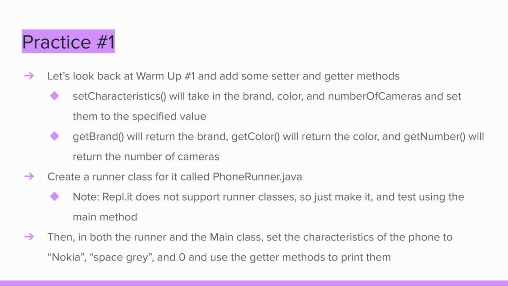Then let's make a runner class, PhoneRunner. If you're using an IDE other than Replit, you should be able to create a runner class. Replit does not support them, unfortunately, but we can still practice. Make the runner class, but do not actually test using the main method. In both cases, we'll set the characteristics of our phone to Nokia, space gray, and 0. Then we'll use the getter methods to print them. Pause the video now and resume the video to go over the answer.